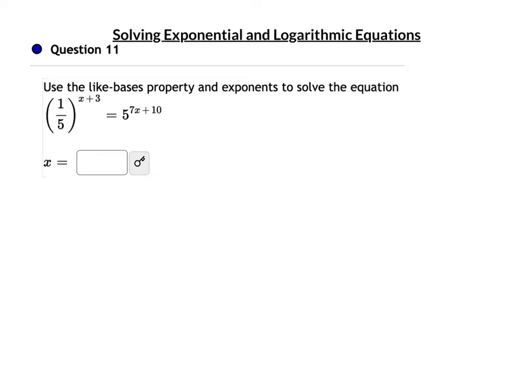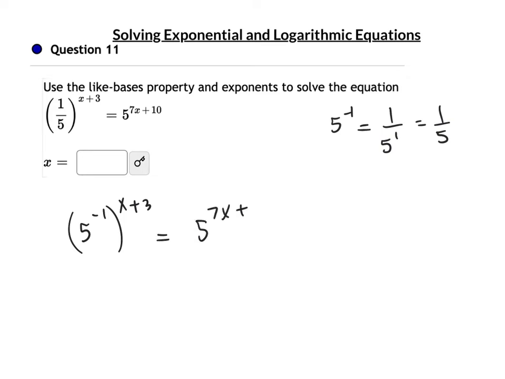Question 11. 1/5 and 5 I can write with the same base because 1/5 is 5 to the negative first. Remember that 5 to the negative first is 1 over 5 to the first power, which is 1/5. 5 to the negative first to the x plus 3 equals 5 to the 7x plus 10. I need to distribute there. That's 5 to the negative x minus 3, if I distribute negative 1, equals 5 to the 7x plus 10.